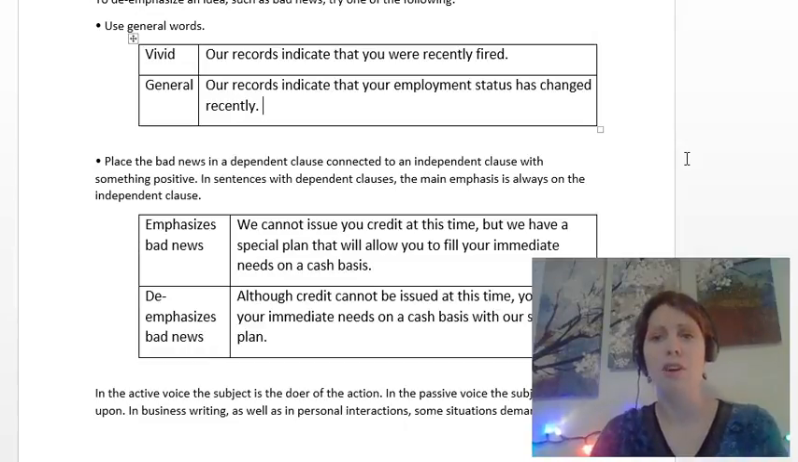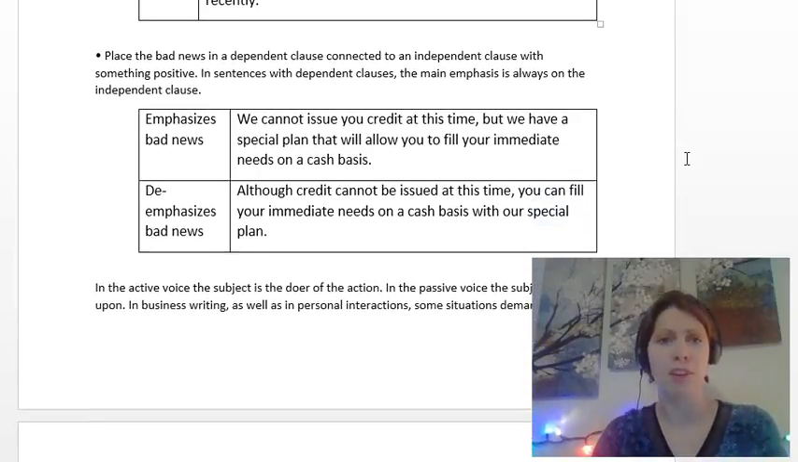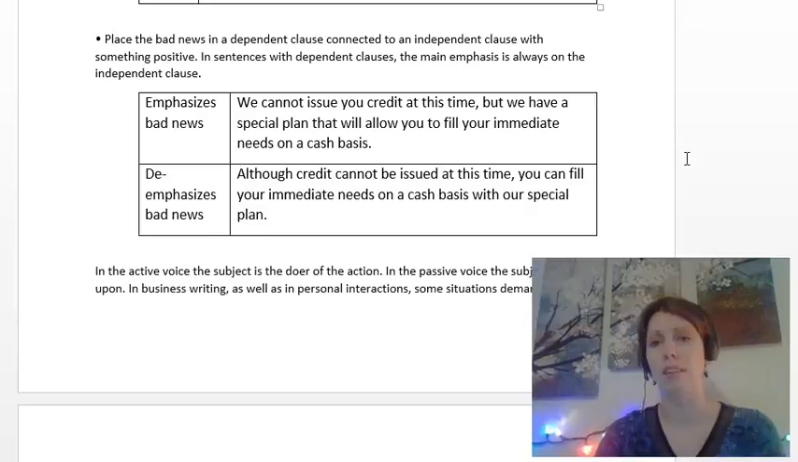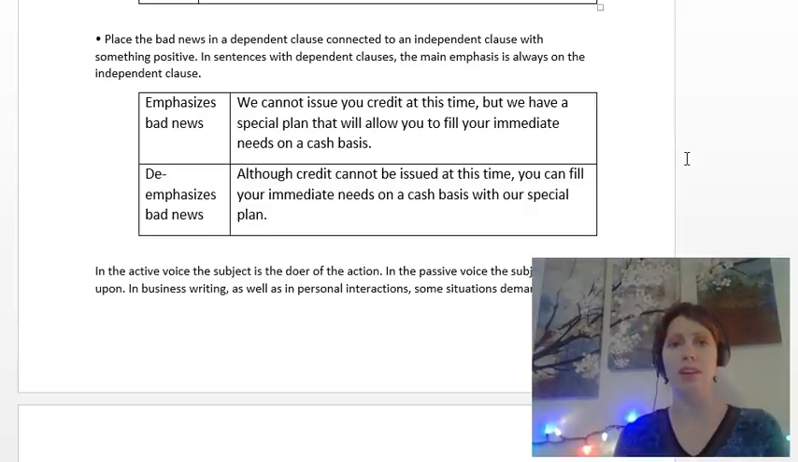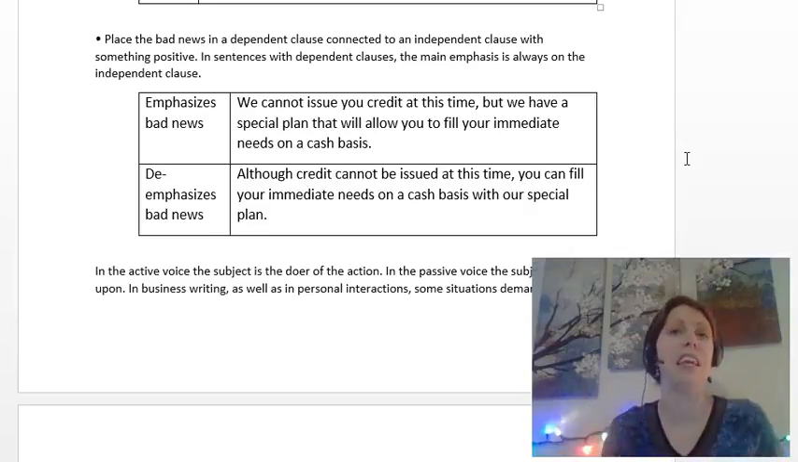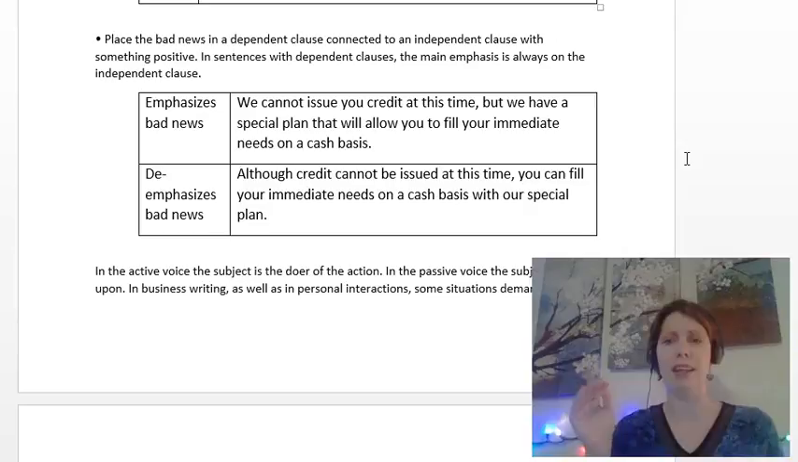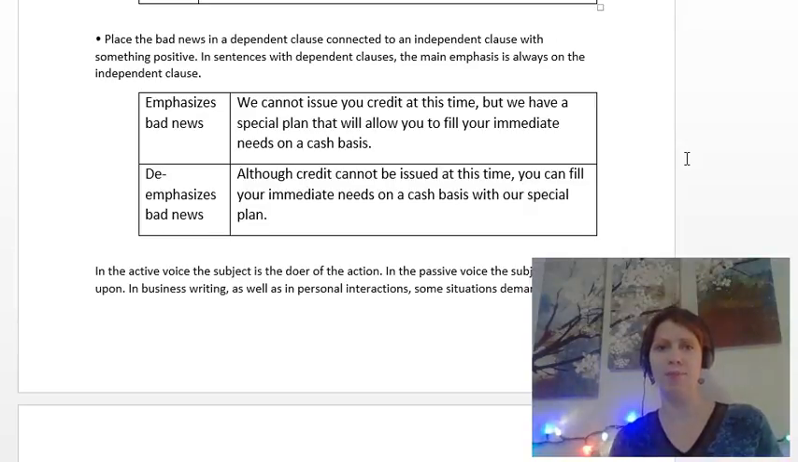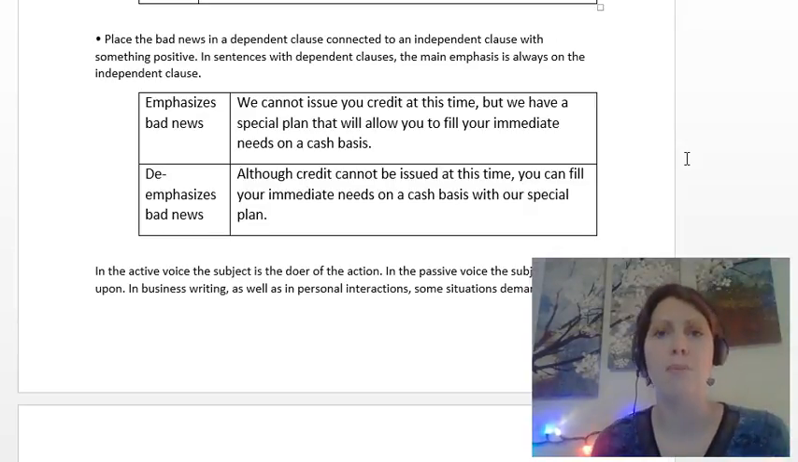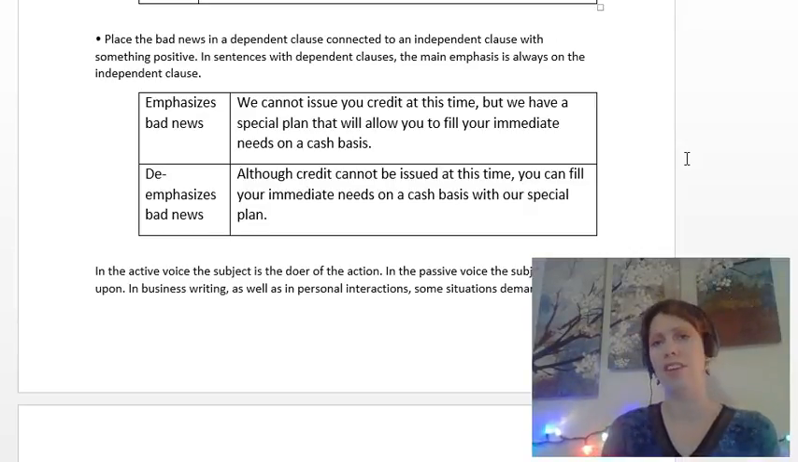Another thing to do for de-emphasis would be to place the bad news in a dependent clause connected to an independent clause with something positive, right? So this is going back to almost the Canadian way to give feedback, where we like to have the positive and then the negative and then a positive again. So in sentences with dependent clauses, the main emphasis is always on the independent, so on the positive. All right, let's see here.